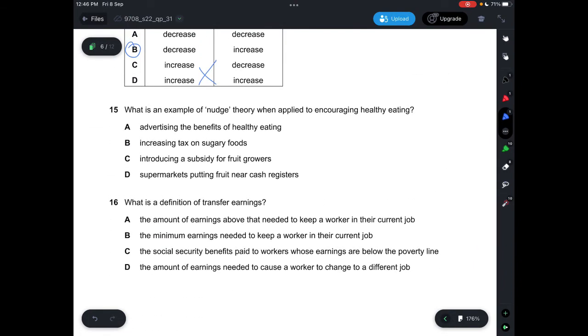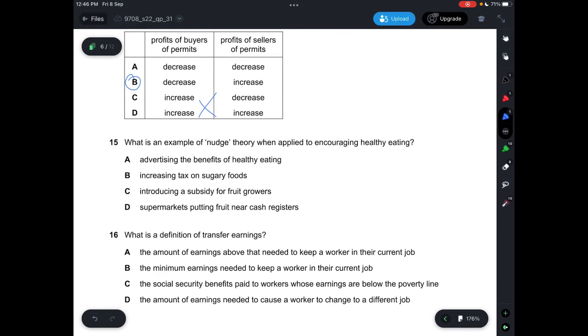Question 15. What is an example of Nudge theory when applied to encourage healthy eating? Okay. A says advertising the benefits of healthy eating, which is not exactly a good example of Nudge theory, because Nudge theory is not when you solely try to educate people into buying healthy food. Even though you advertise the benefits of healthy eating, this doesn't mean that they will actually purchase the goods outright. So this one we'll leave for now, but let's look at B.